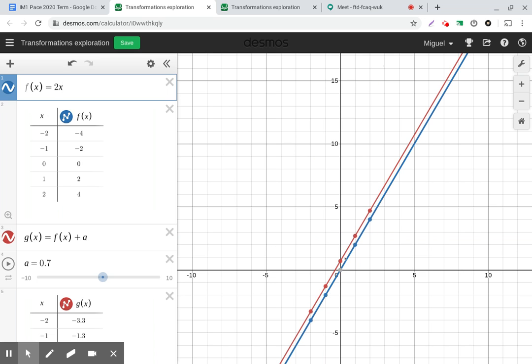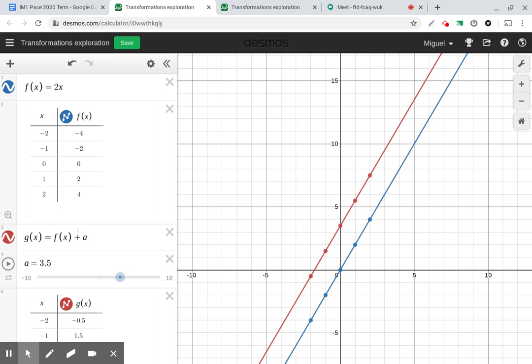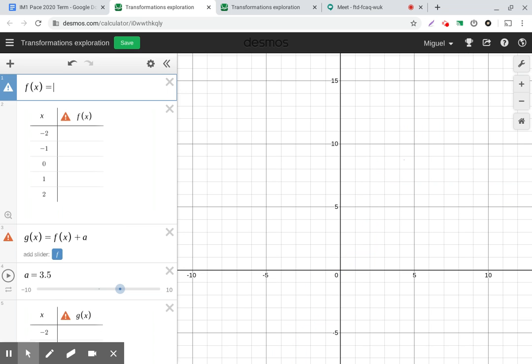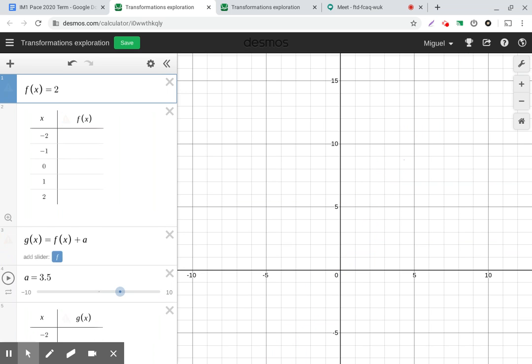This is actually kind of IM1, but it's actually like 8th grade math, right? What's this gonna do? Up and down, right? So when you add something outside of the function, it's just gonna change the y's, okay? So let's go back to 2 to the x, 2 to the power of x.